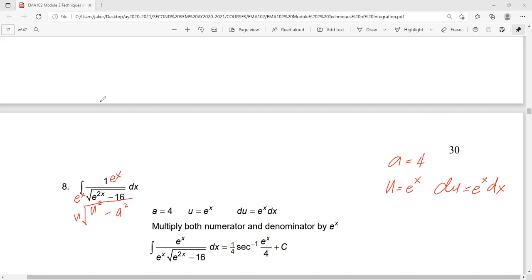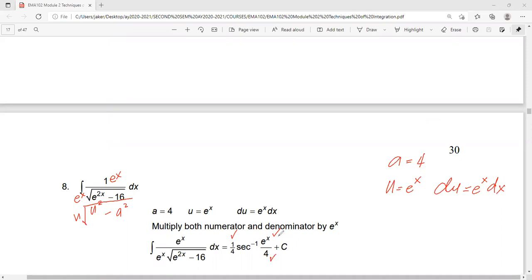Okay, now it's in the form du over u square root of u squared minus a squared. So just the same, you have 1 over a. The a is 4. Arc secant of u, which is e raised to x over 4 for the a, plus c.